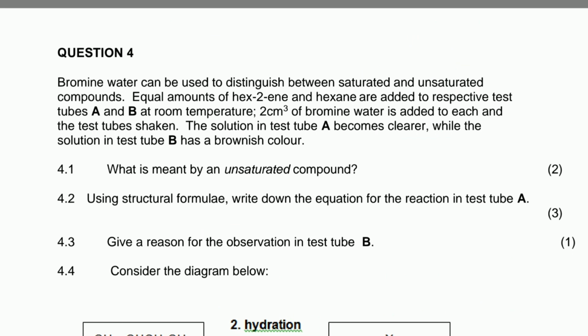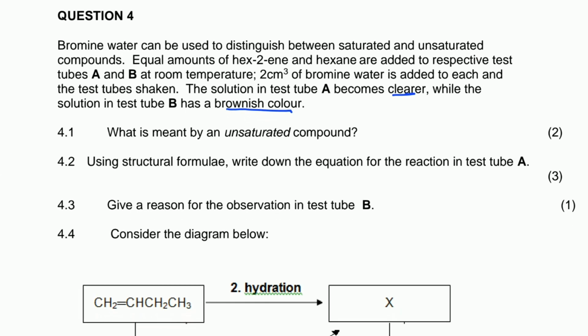Now, next question: bromine water can be used to distinguish between saturated and unsaturated compounds. We just mentioned that before. Equal amounts of hex-2-yne and hexane are added to respective test tubes A and B at room temperature. 2 cm cubed of bromine water is added to each and the test tubes shaken. The solution in test tube A becomes clear while the solution in test tube B has a brownish bromine color. Alright? So what is an unsaturated compound? We already mentioned in the previous question what saturated is.